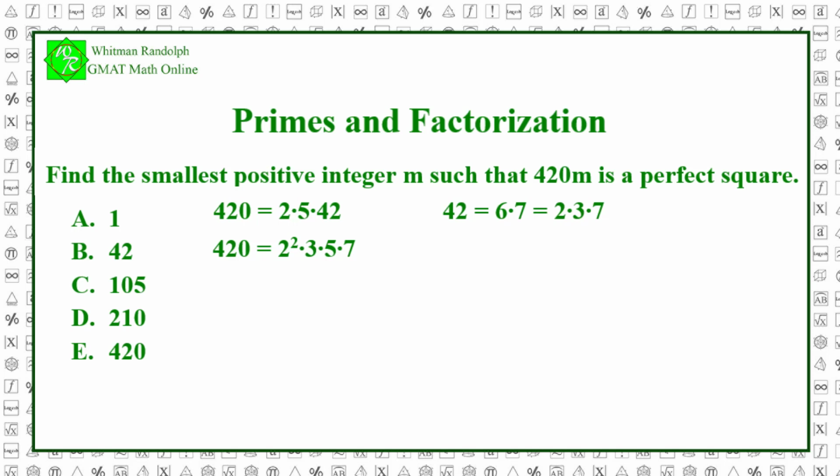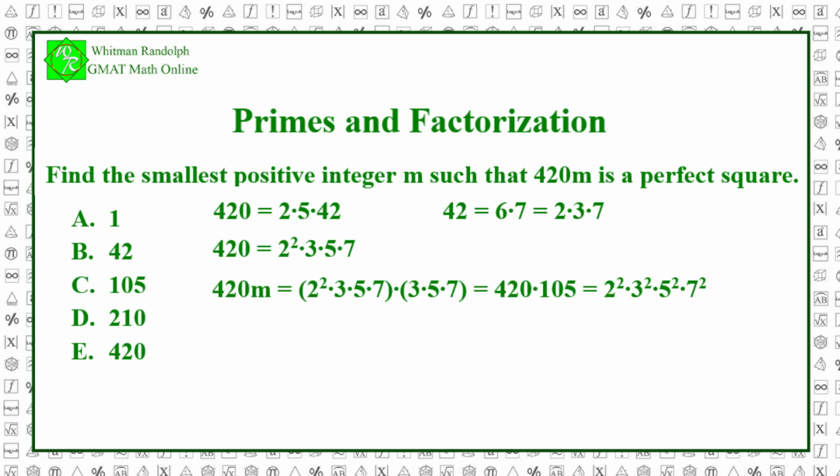Now the problem asks for the smallest integer m such that 420m is a perfect square. First, notice that the entire factorization of 420 must also be in the factorization of 420m. Next, observe that in 420's factorization, the exponent of 2 is 2, but every other exponent in the factorization is 1. So to make 420m a perfect square, we simply multiply 420 by each number that has an exponent of 1.